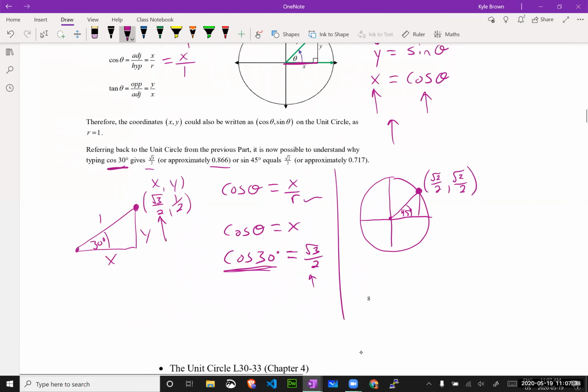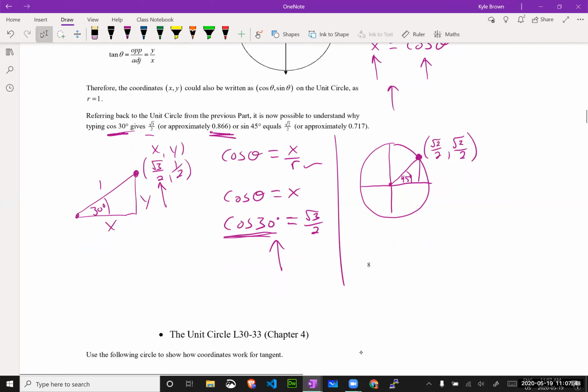Actually, sorry, when I said you had to be in radians for that, I was wrong. That would give you this whether you're in degrees or radians. Actually, it should be in degrees because you put it in degrees there. Anyway, what that means here is that your x would be root 2 over 2 and your y would be root 2 over 2.